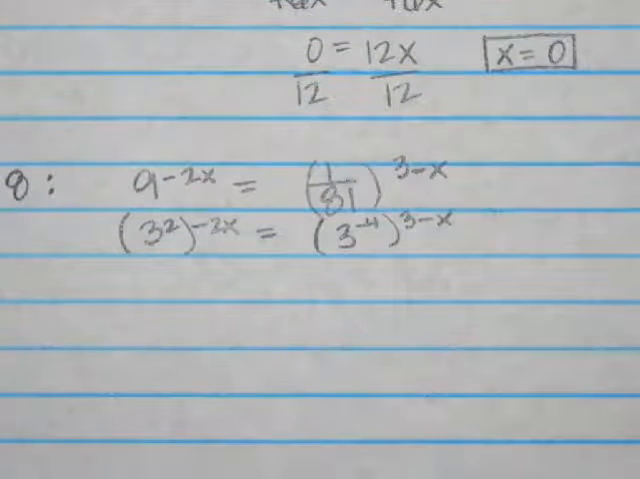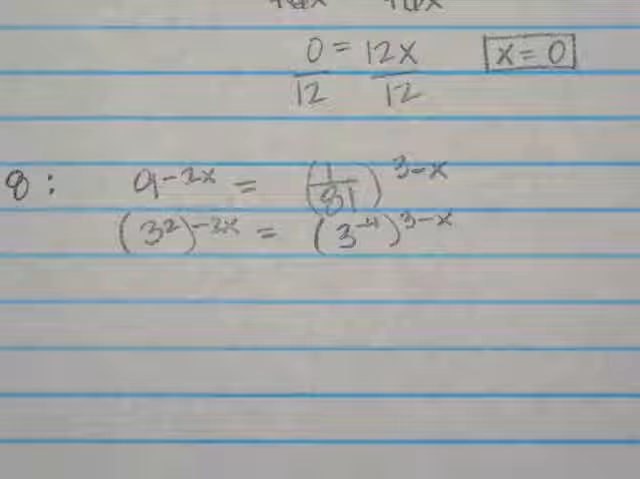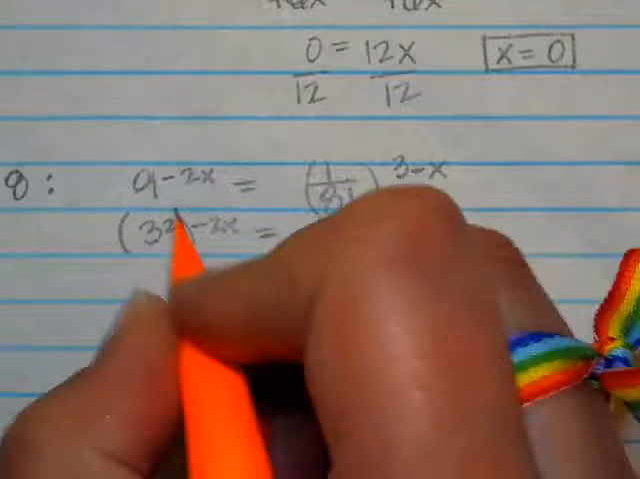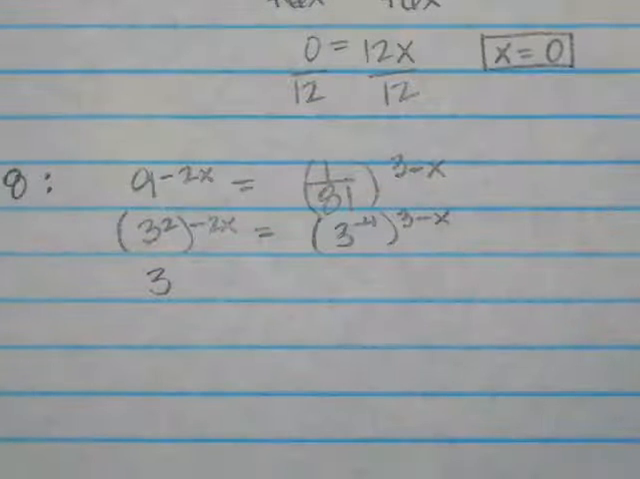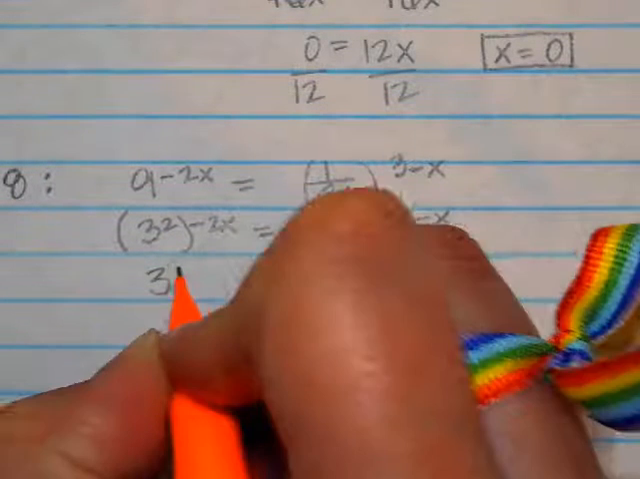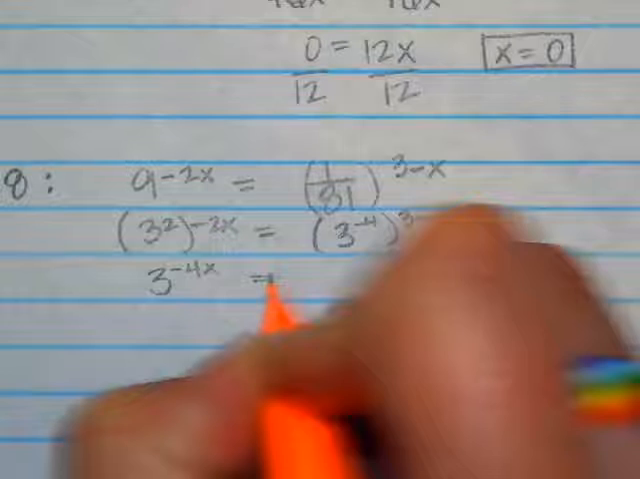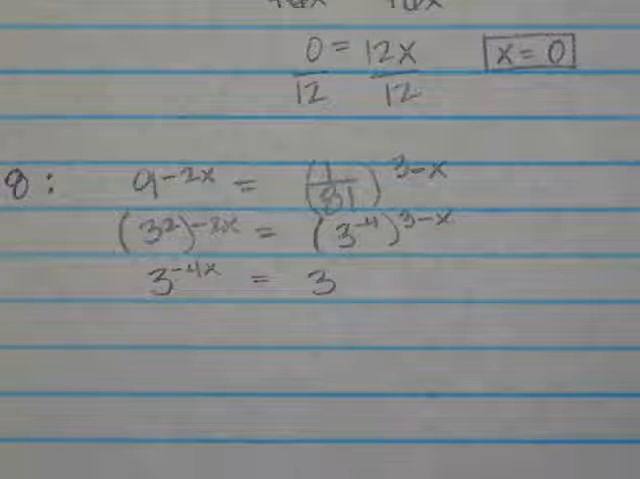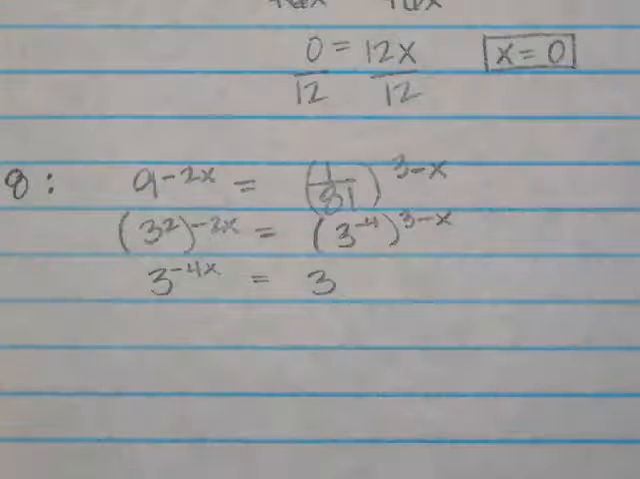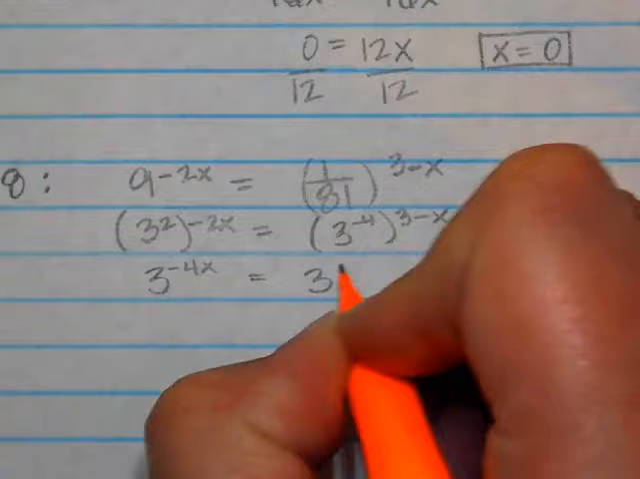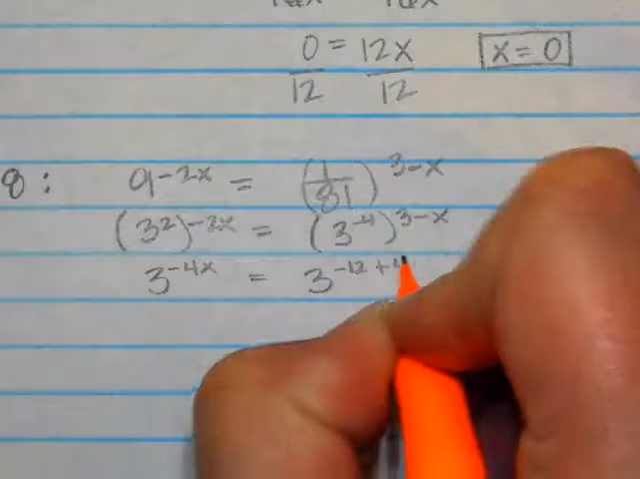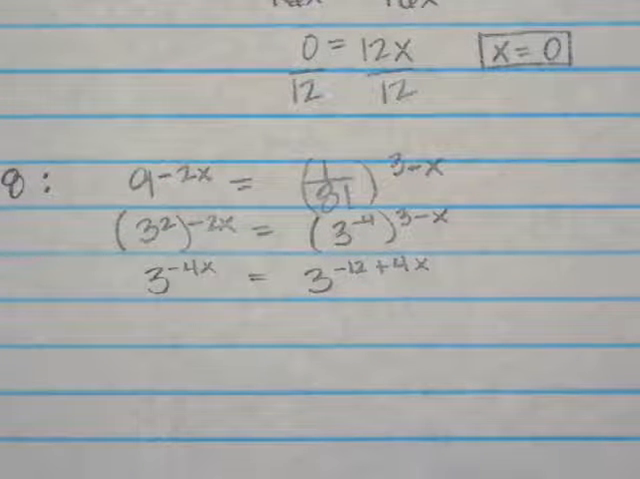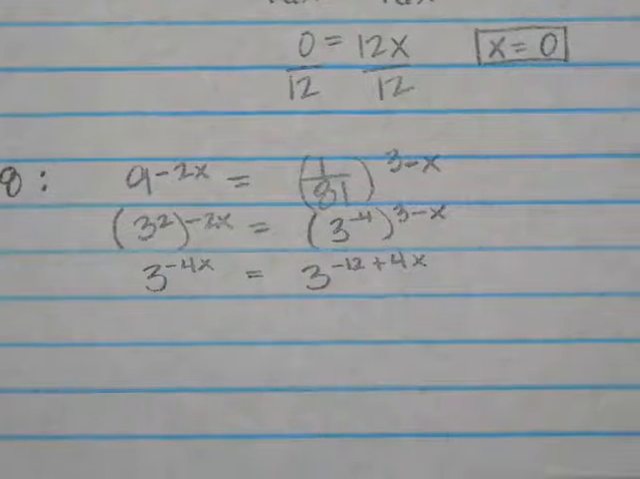And so now we have exponents raised to exponents, so what do we do? Multiply. So first we have 3 to the negative 4x equals 3 to the... It was a test, and you guys caught it. Good job. Okay, so it's actually 3 to the negative 12 plus 4x. That's what you meant, isn't it? I wrote it down as 9 to the negative 2. I don't know. Here we go.